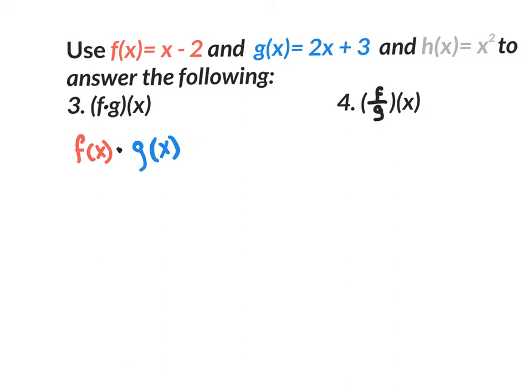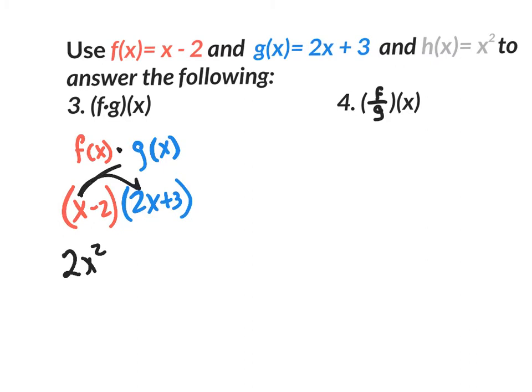So right here, definitely would be a good idea to plug it in to parentheses. So the f of x function is really the x minus 2, and the g of x function is really the 2x plus 3. So how do we do this? You simply distribute x times 2x, that's 2x squared, x times 3, that's positive 3x. When you combine this, negative 2 times 2x, that's a negative 4x. Negative 2 times positive 3 is negative 6.